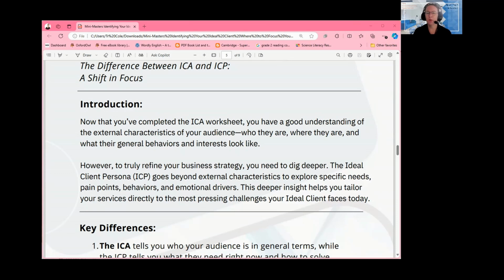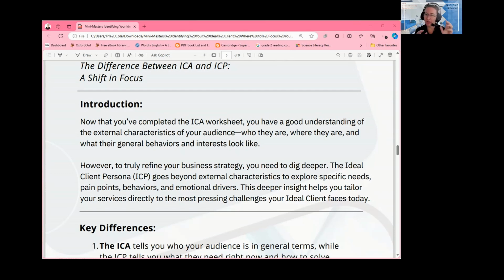So for example, the ICA will tell you that your ideal customer is a female entrepreneur in her 30s who's starting a small business. That's useful. But your ICP will tell you that she's currently struggling with scaling her business, managing time, and balancing work-life balance. That deeper understanding allows you to create services that directly solve those problems, whether that's maybe a coaching package on time management or a masterclass on scaling a business, okay?